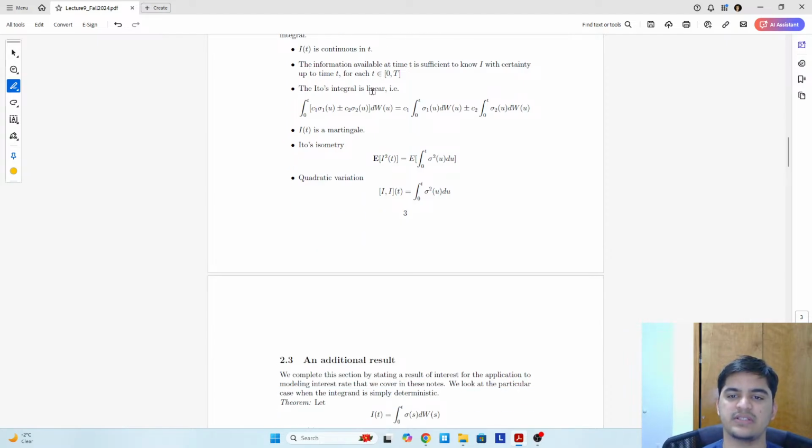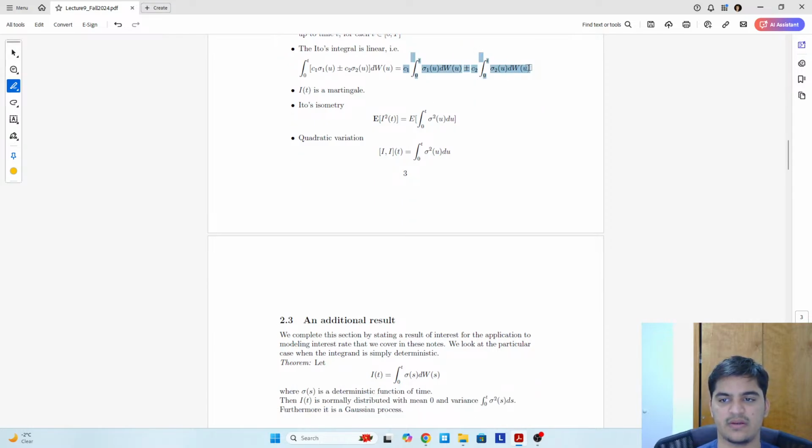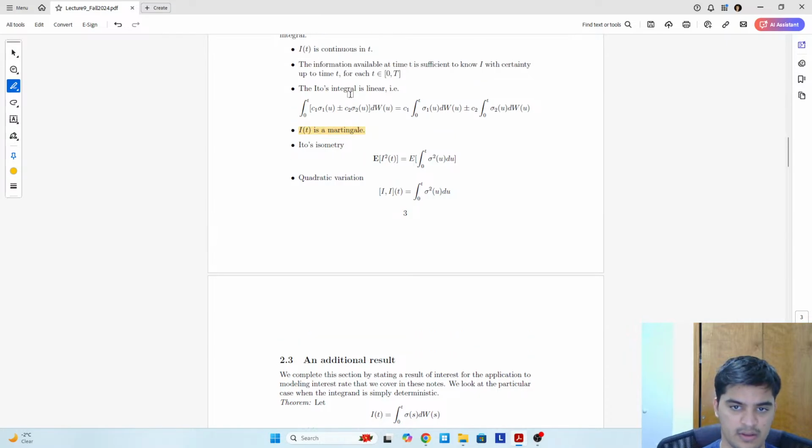Ito's integral is linear, which means that the integral of C1 sigma_1(u) plus C2 sigma_2(u) dW(u) can be written as two different parts. Ito's integral I(t) is a martingale. So this is an important property.